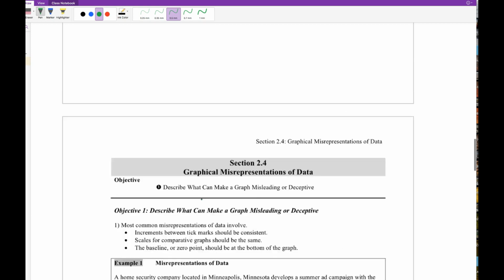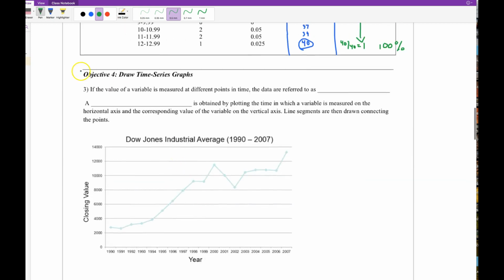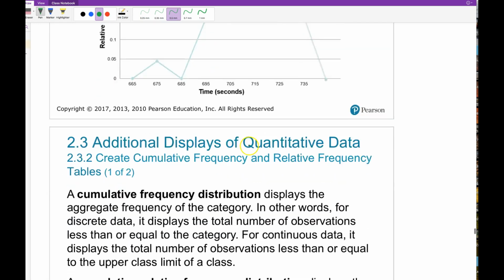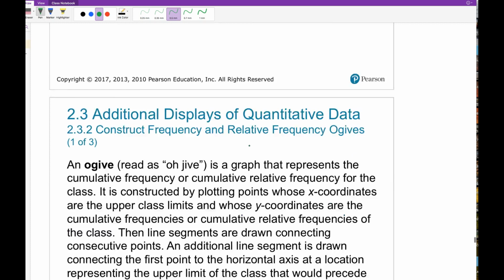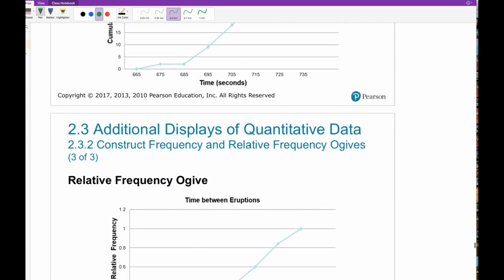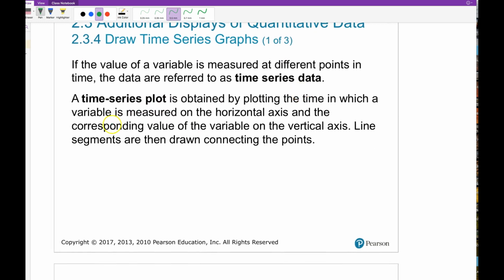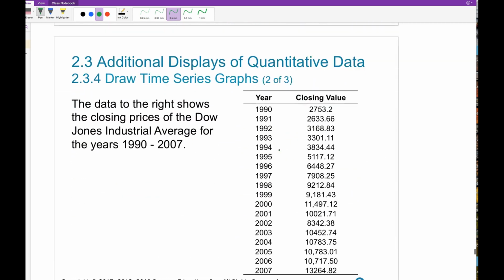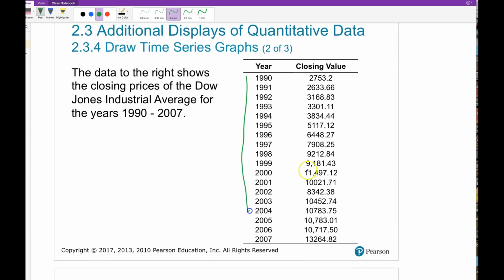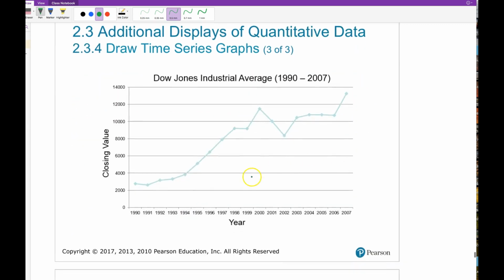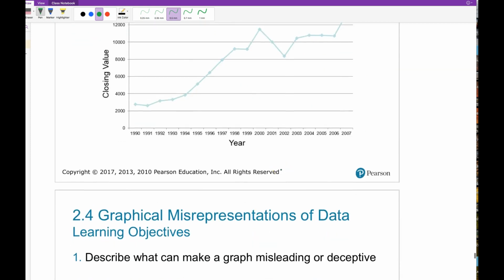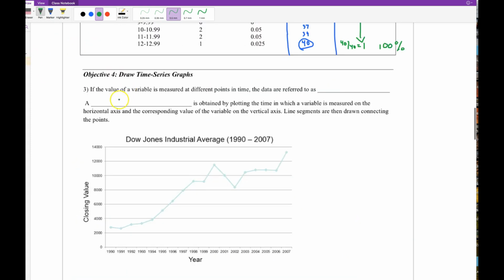And then the last graph we introduce you to in 2.3 is called a time series graph. That's actually something you're probably very familiar with. Here is a time series graph right here. There are a lot of different graphs; we're not going to do them all. A time series plot, or time series data, is obtained by plotting the time in which a variable is measured on the horizontal axis, and then the corresponding value on the vertical axis. So here's your time, here's your value, and when you graph it, you can measure the progress over time.